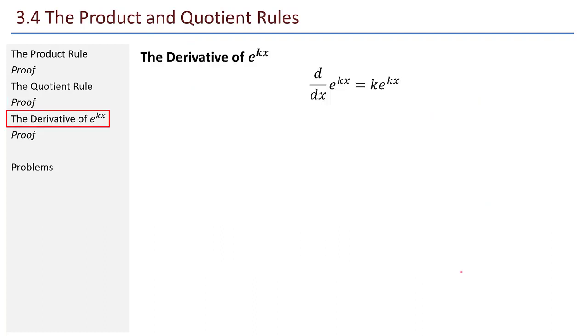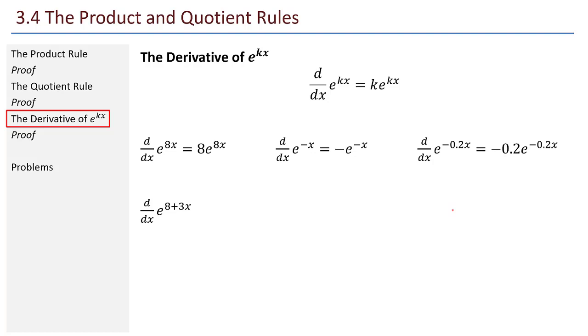Our third rule is the derivative of e to the kx, where k is some number. And the rule says simply that whatever that k is, bring it out in front. So, for example, the derivative of e to the 8x is 8 e to the 8x. The derivative of e to the negative x is negative e to the negative x. The derivative of e to the negative 0.2x is negative 0.2 e to the negative 0.2x.